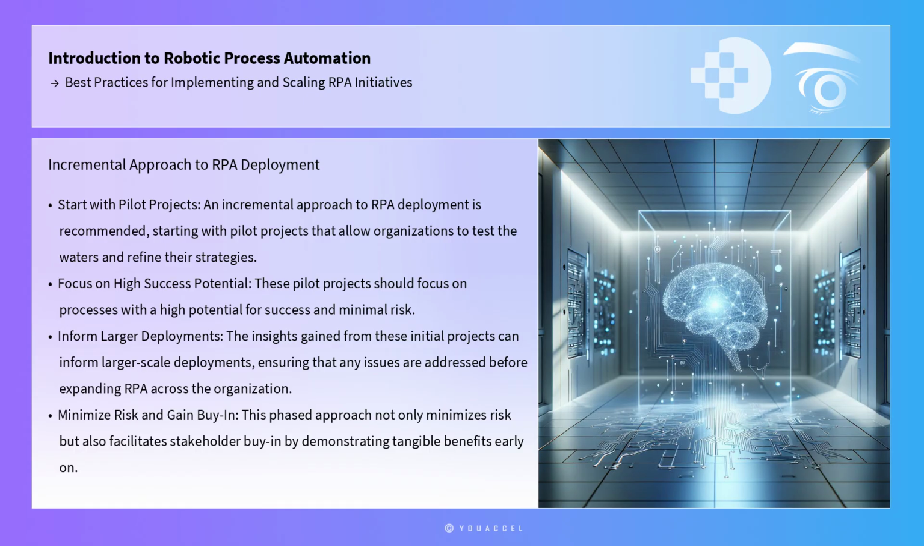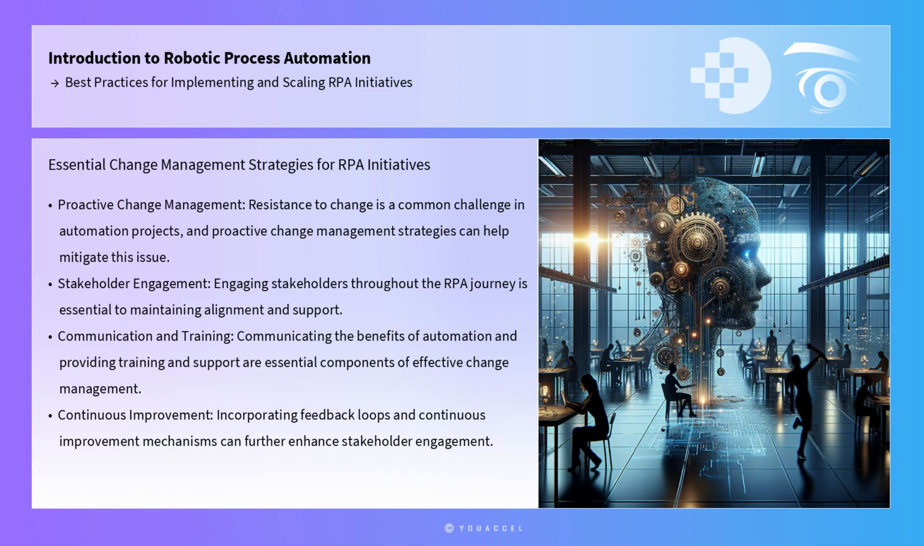As RPA initiatives scale, maintaining a strong focus on change management is critical. Resistance to change is a common challenge in automation projects, and proactive change management strategies can help mitigate this issue. Engaging stakeholders throughout the RPA journey, communicating the benefits of automation, and providing training and support are essential components of effective change management. Incorporating feedback loops and continuous improvement mechanisms can further enhance stakeholder engagement and ensure that RPA solutions remain aligned with evolving business needs.